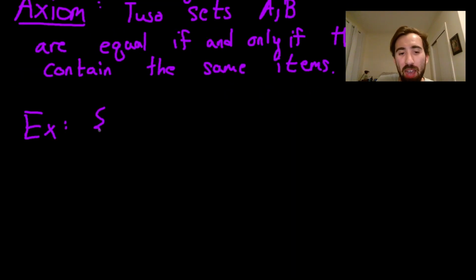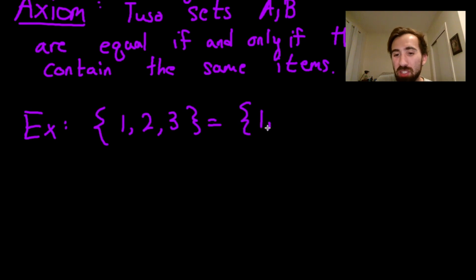For example, the set {1, 2, 3} is in fact equal to the set {1, 2, 3}. Okay, is 1 inside of this set over here? Yes. Is 2 inside of this set over here? Yes. Is 3 inside of this set over here? Yes. And then you could do the same process the other way. Is 1 in here? Yes. 2 in here? Yes. 3 in here? Yes.